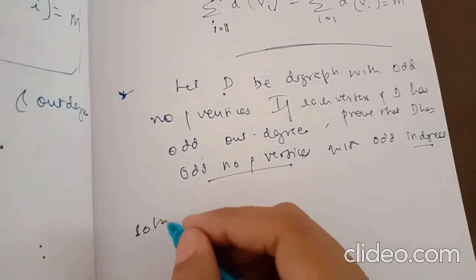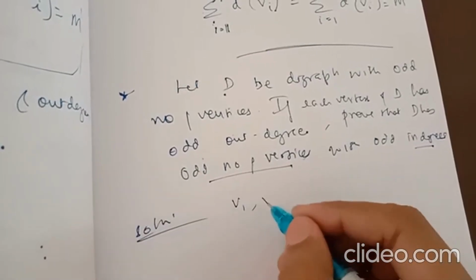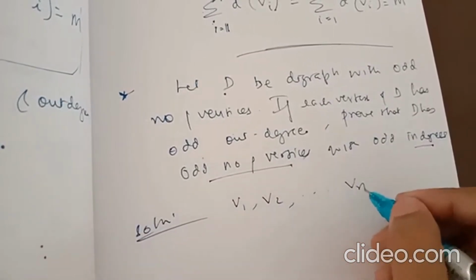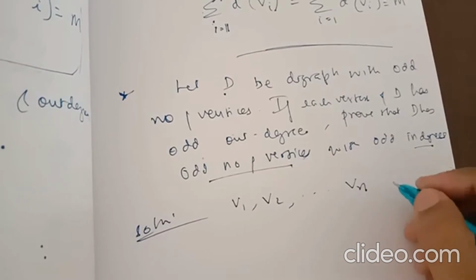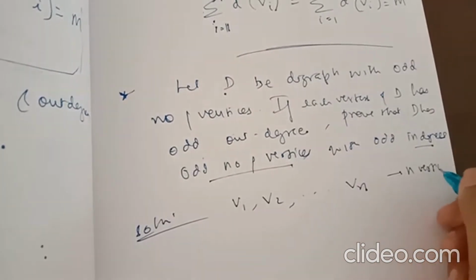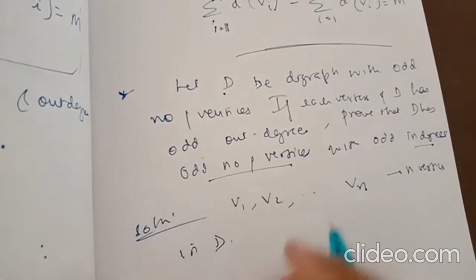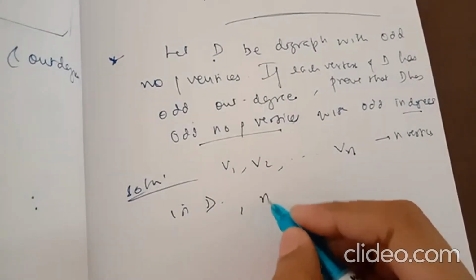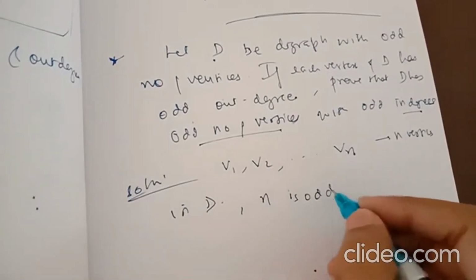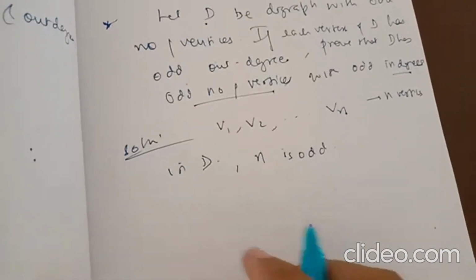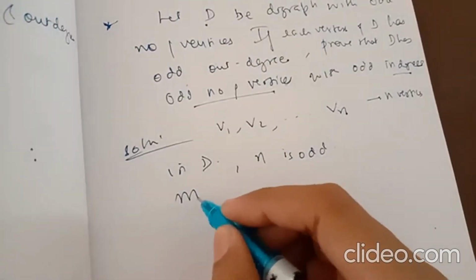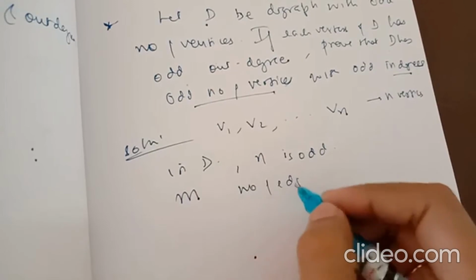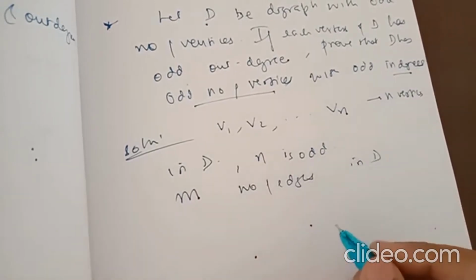So let's start with the solution. Let's assume that there are n vertices, V1, V2 up till Vn. These are n vertices in the digraph D, where n is odd. Now let's assume that there are m number of edges in the digraph D.